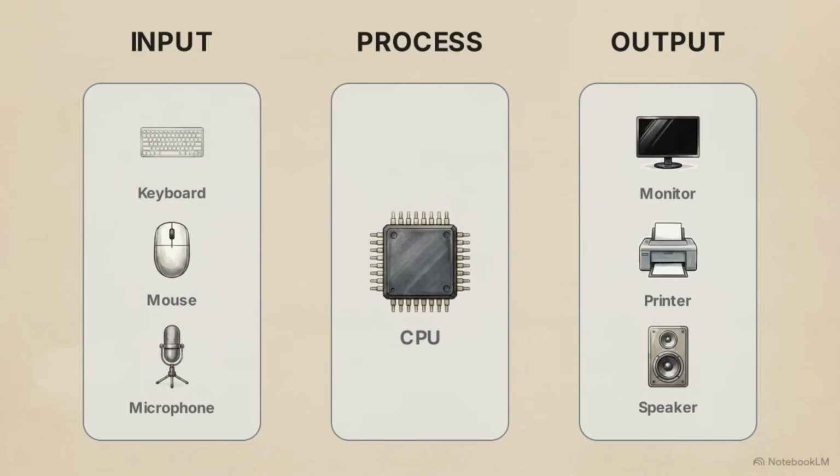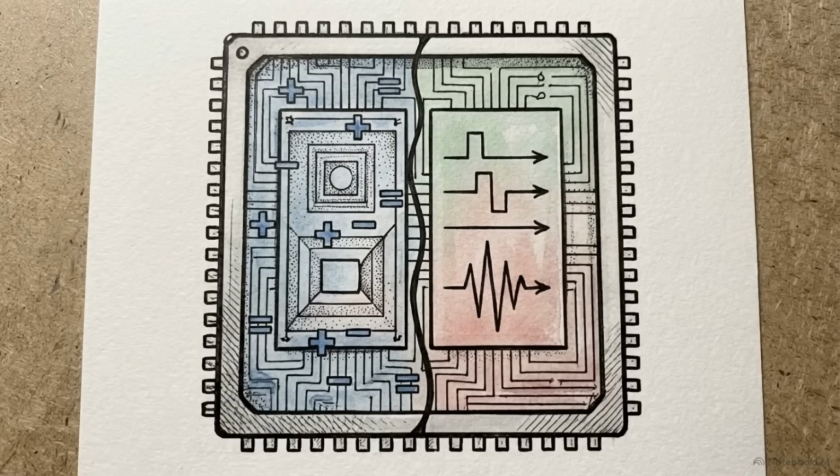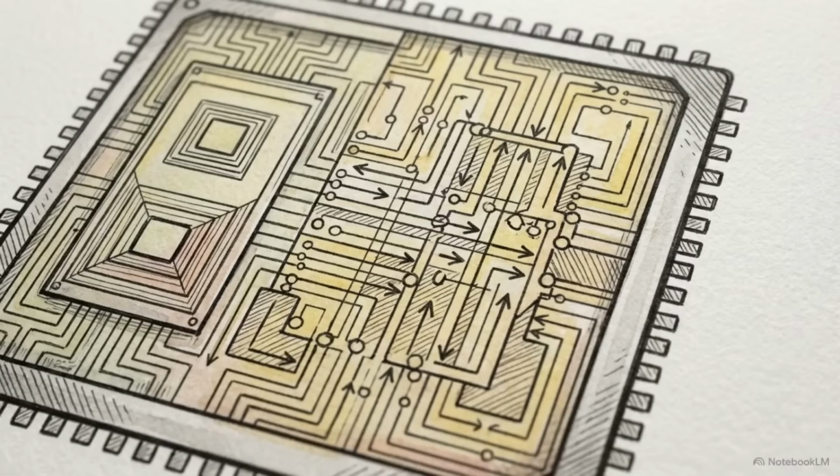The work of the process phase happens inside the central processing unit, or CPU. This chip acts as the system's primary coordinator. The CPU is divided into 2 parts, an arithmetic logic unit that performs the actual math, and a control unit that manages the flow of data between the other components.